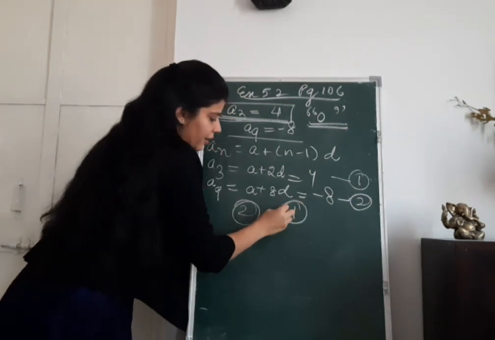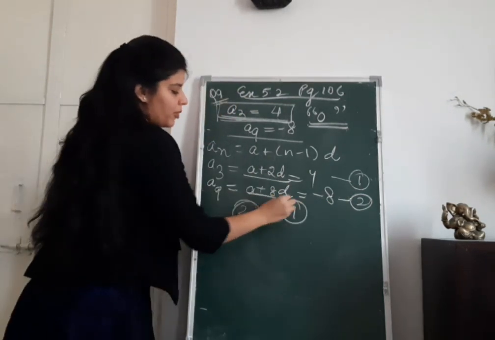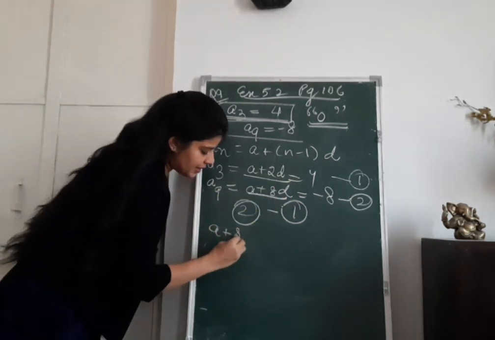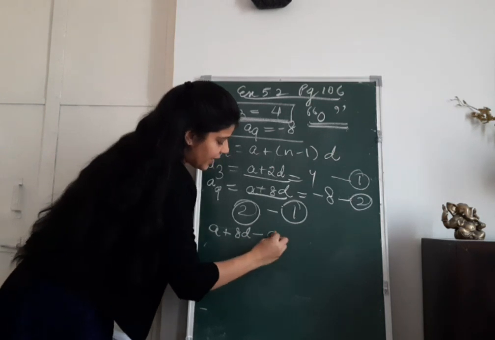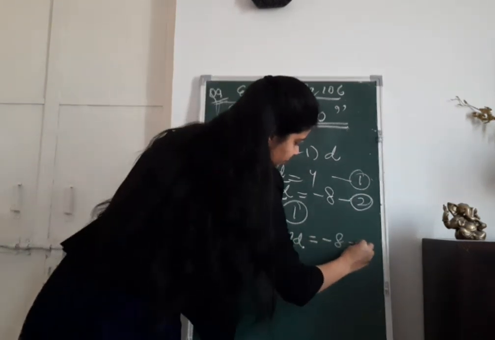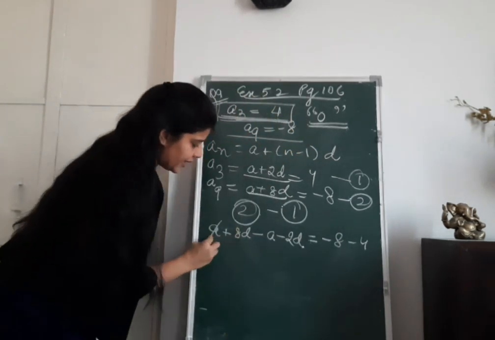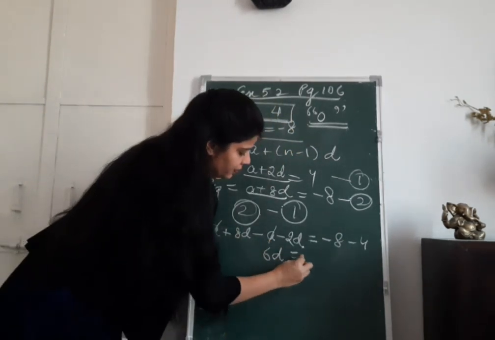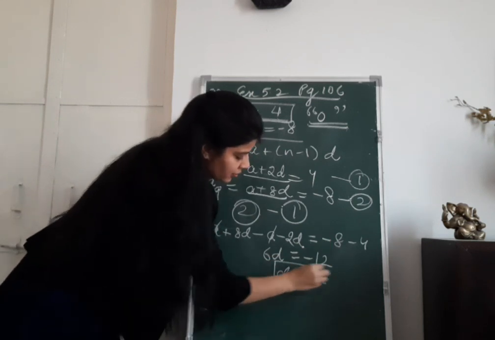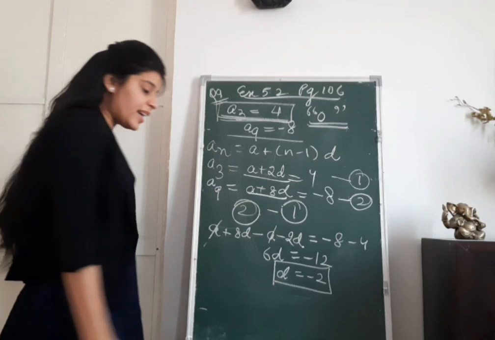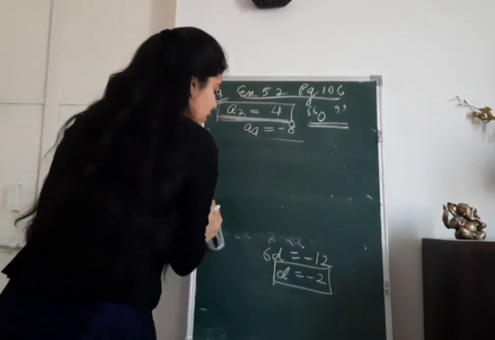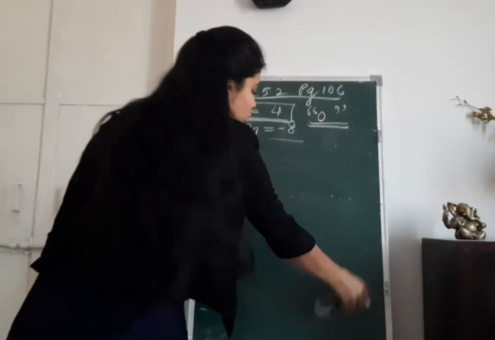Second minus first will give me the value of common difference because a and a will get cancelled. So a plus 8d minus a minus 2d is equal to minus 8 minus 4. That gives me 6d is equal to minus 12. That gives me d is equal to minus 2, right? What is the value of common difference here? Minus 2. Now can I find out the value of first term?